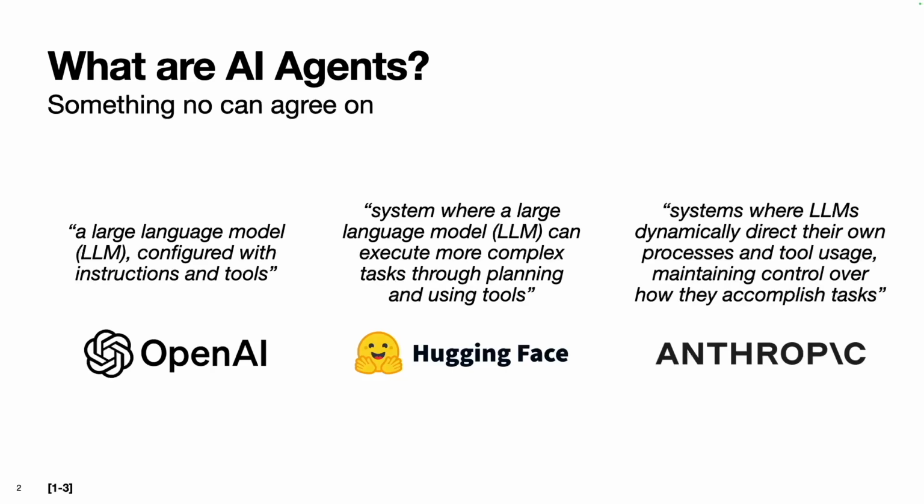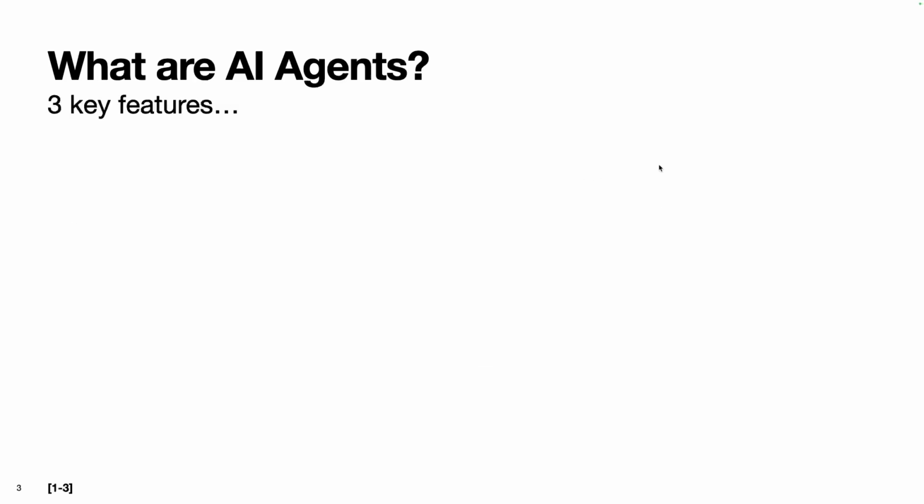And then if we look at Anthropic's definition, from a blog post called Building Effective Agents, they define it as systems where LLMs dynamically direct their own processes and tool usage, maintaining control over how they accomplish tasks. So again, we see this mention of tool usage. However, Anthropic's definition seems to be primarily focused on autonomy, basically LLM systems that have complete control over how they do things.